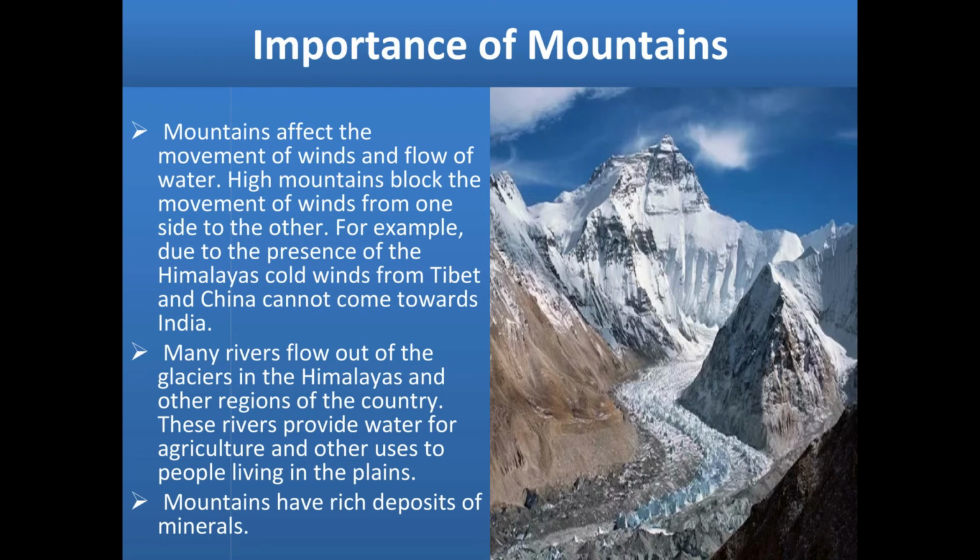High mountains block the movement of winds from one side to the other. For example, due to the presence of the Himalayas, cold winds from Tibet and China cannot come towards India. Similarly, they force rain clouds to shed the moisture in India. Many rivers flow out of the glaciers in the Himalayas and other regions of the country. These rivers provide water for agriculture and other uses to people living in the plains.